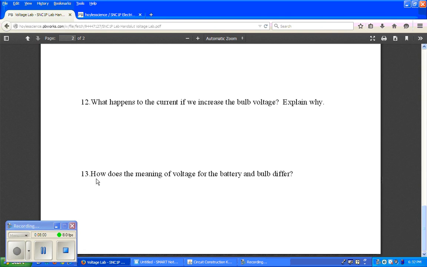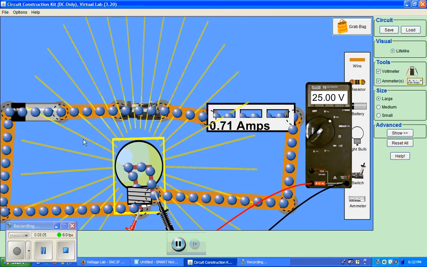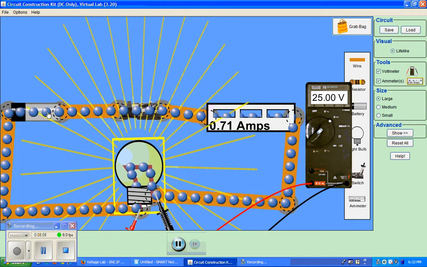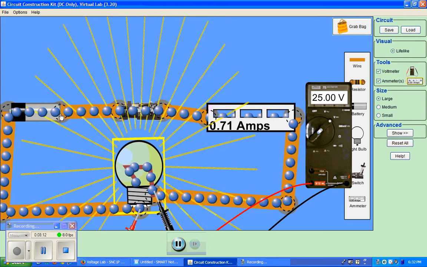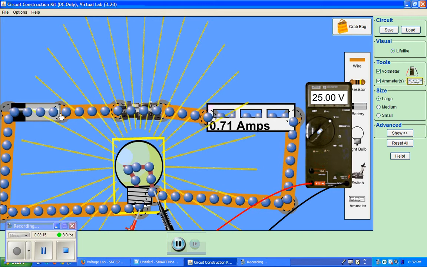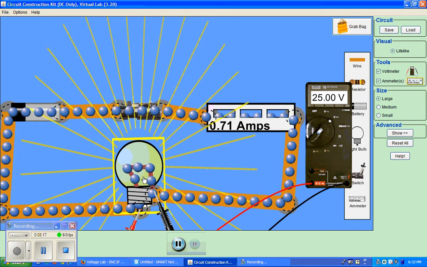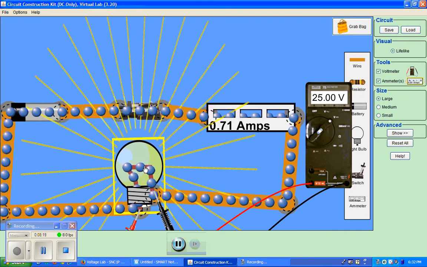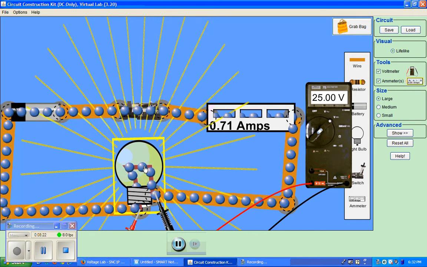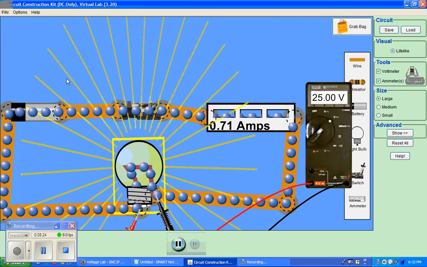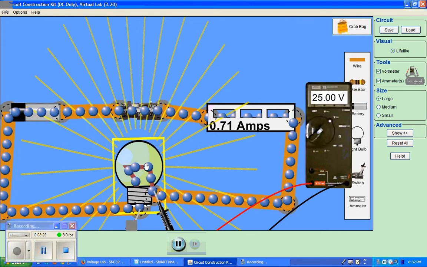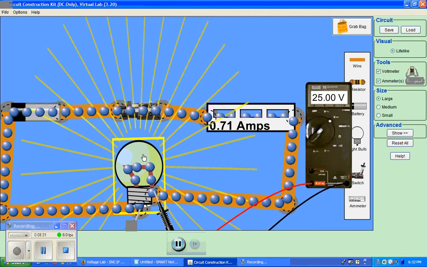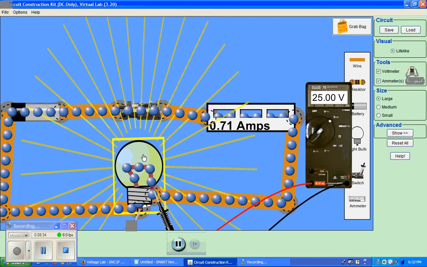Question 13, how does the meaning of voltage for the battery and bulb differ? I've already really said that, but just to revisit the idea, the battery voltage is the output energy that is going to be given to the circuit. The voltage of the light bulb is the input of energy that the bulb is receiving from the circuit. So voltage of the battery is output of energy. Voltage of the bulb is essentially how much energy the bulb is actually going to be using.